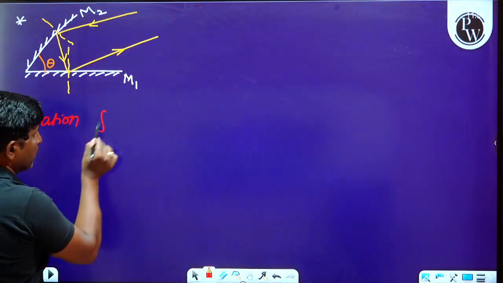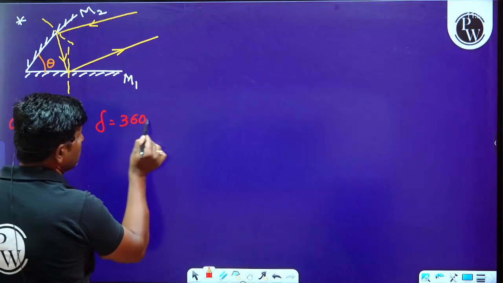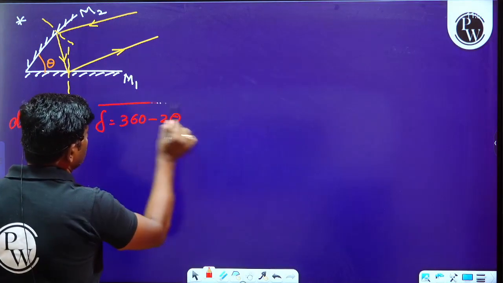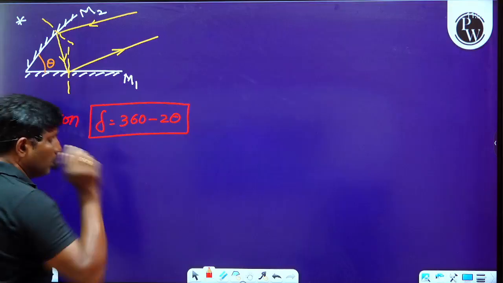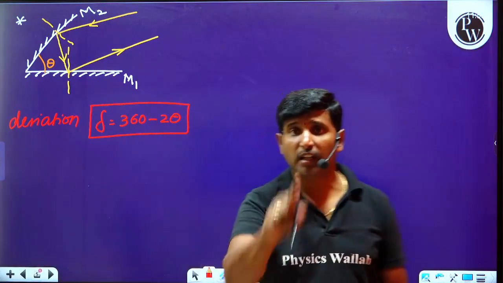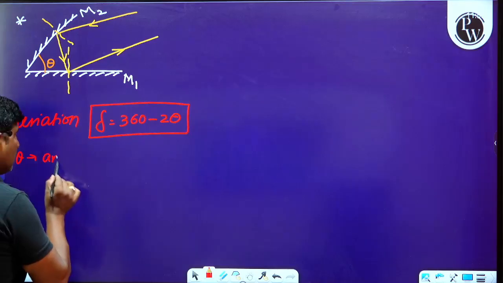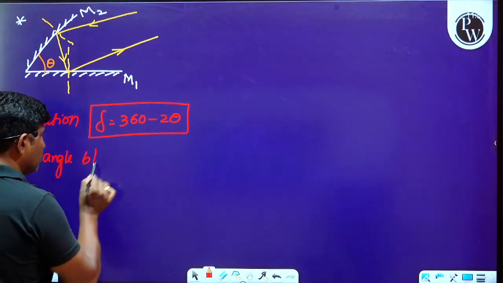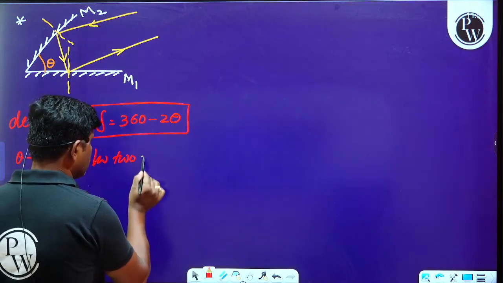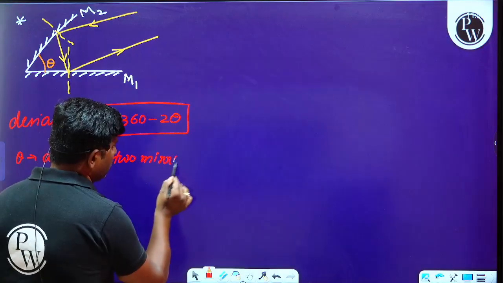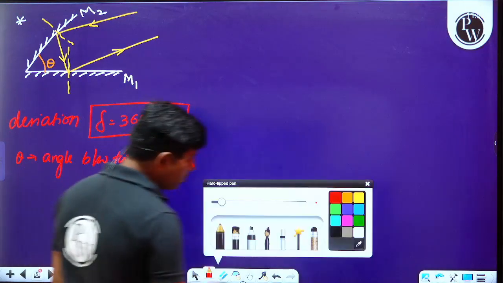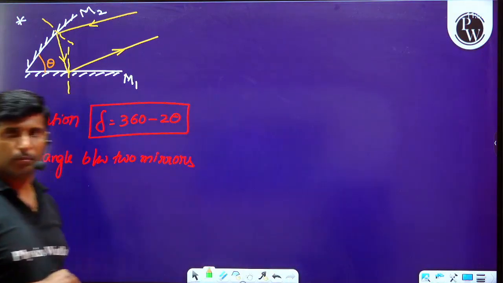By the combination of the mirrors, the deviation is nothing but 360 minus 2 theta. Delta is equal to 360 minus 2 theta. What is the theta here? Theta is the angle of inclination. Theta is the angle between the two mirrors. So like that, we have to think about this deviation produced by both the mirrors.